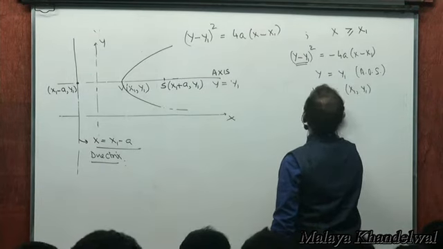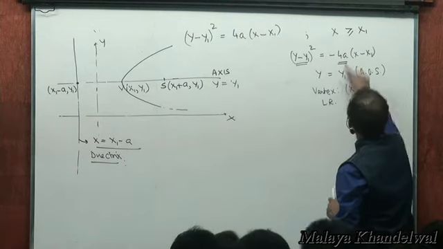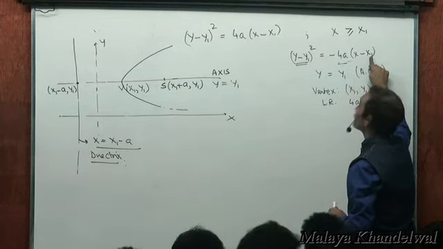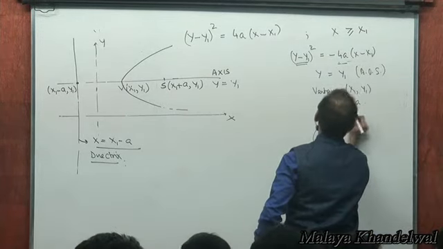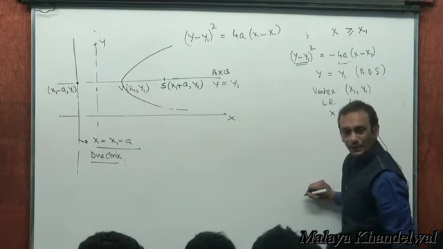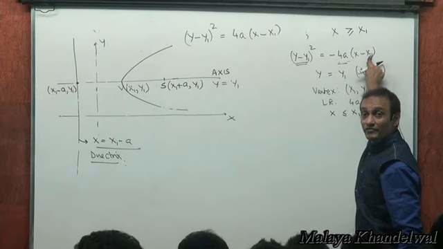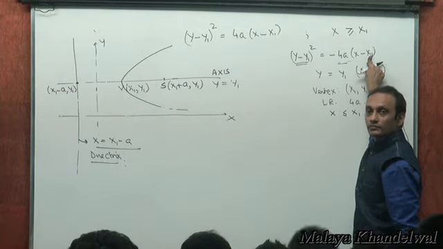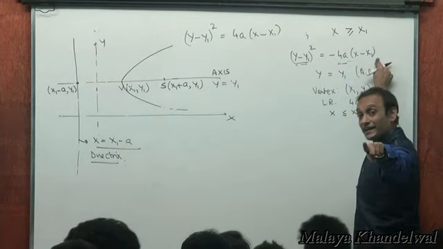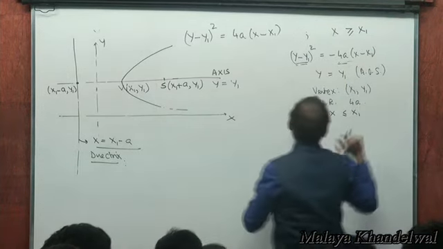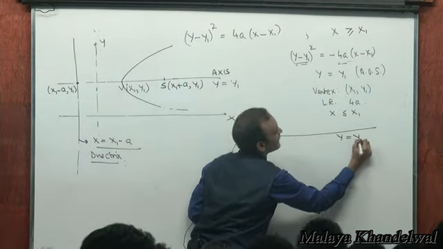The latus rectum will still be 4a units, but this has to be non-negative. So x would have to be less than or equal to x1 for any xy on the parabola. For any xy on the parabola, x minus x1 would have to be negative, no? Got me, no? In order that the right hand side is non-negative, right? So which means now this parabola, y equal to y1 is the axis of symmetry.